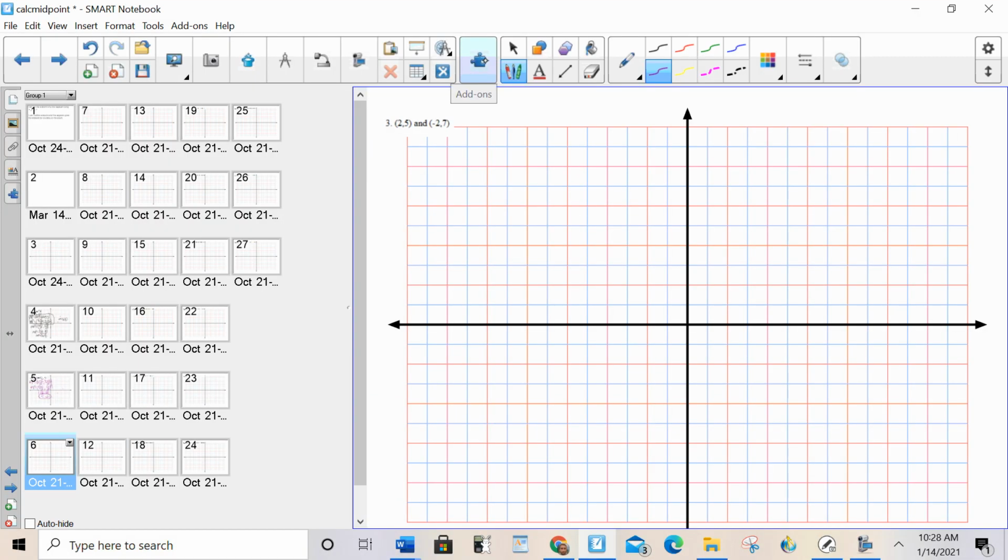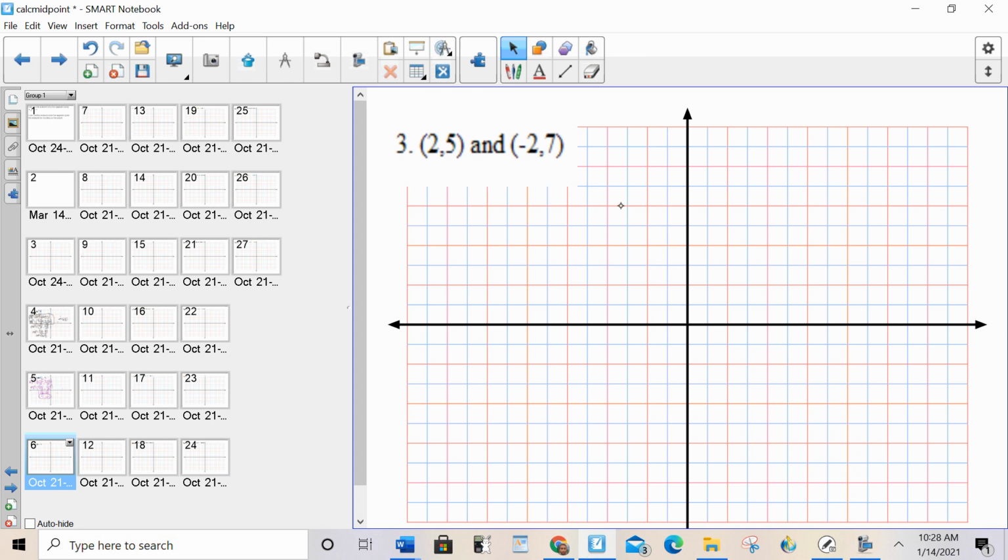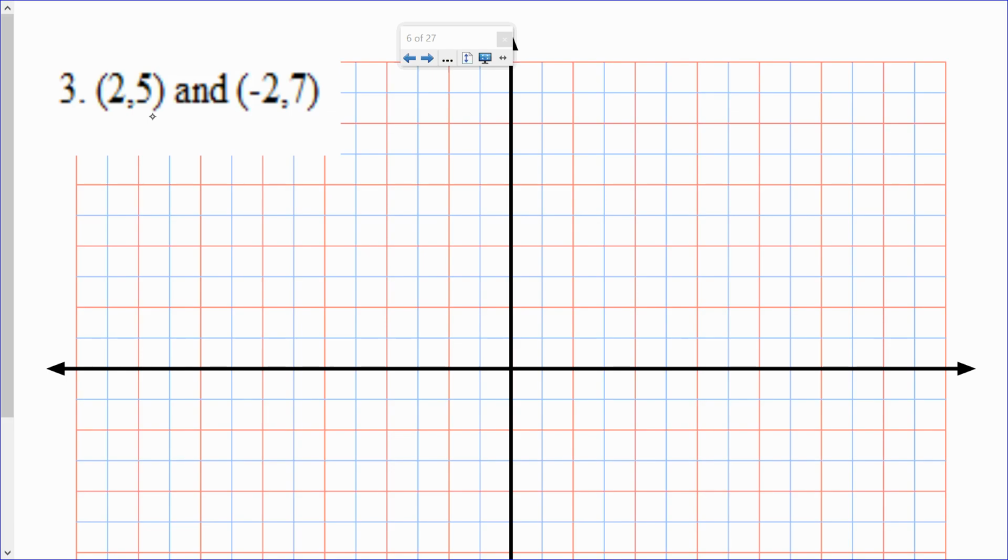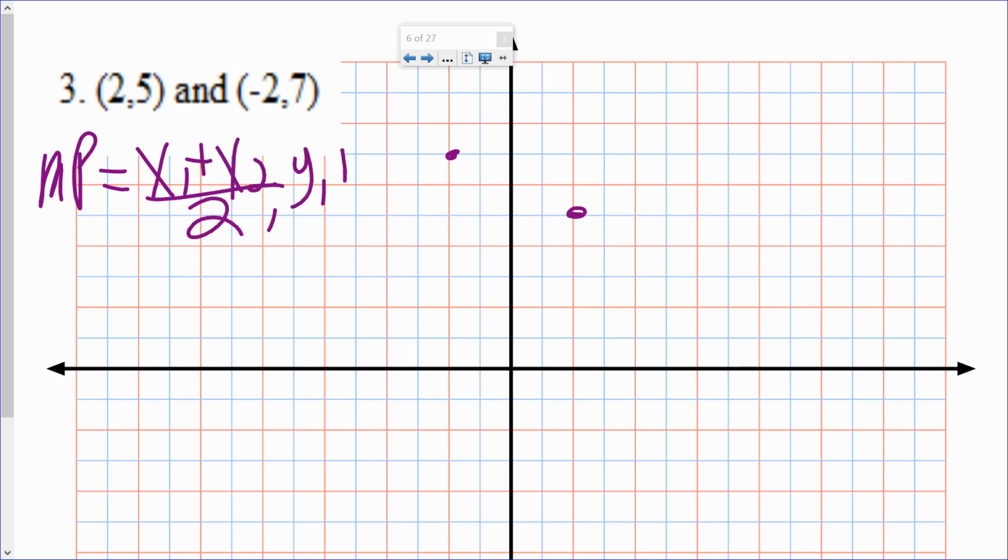All right, number 3. 2, 5, and negative 2, 7. Again, I don't have to graph it, but it might be a little bit easier. So my midpoint is x1 plus x2 over 2, comma, y1 plus y2 over 2. These are my x's, these are my y's. I want you to try it on your own from here. So I will give you 15 seconds or so to give it a try, and then I will go over it.